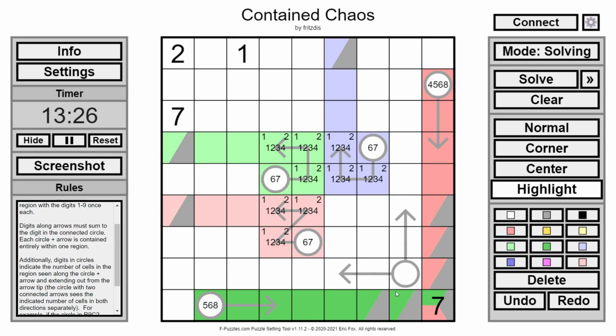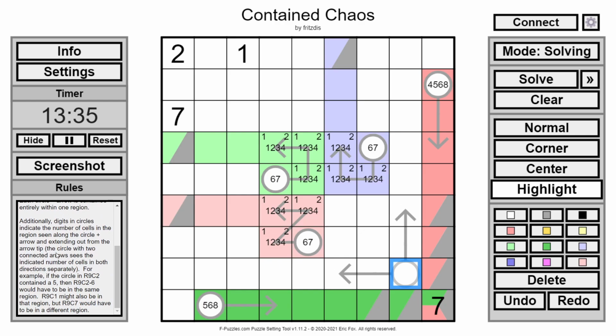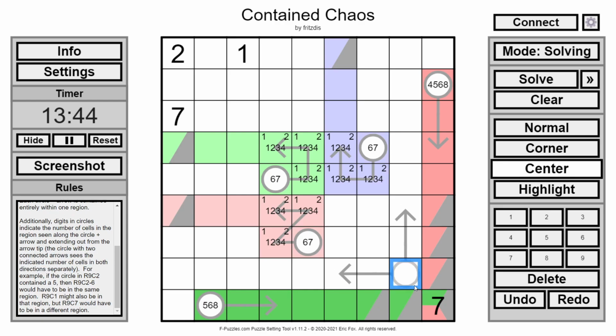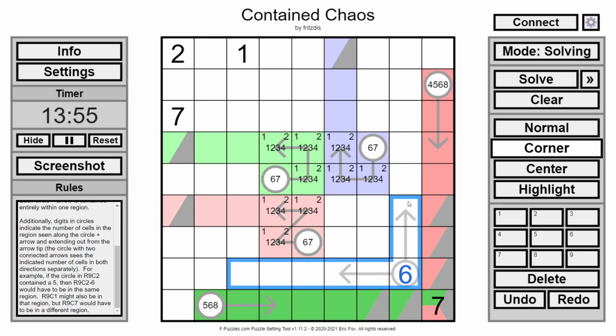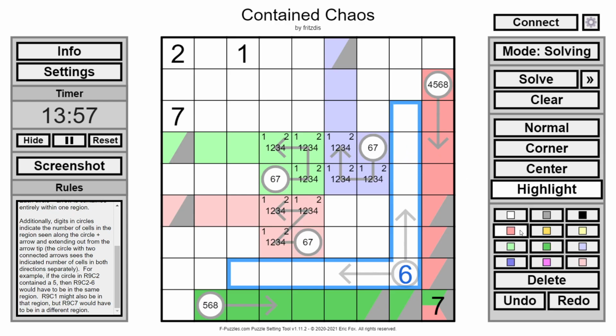Okay, what? Oh, this is probably what I should have looked at first. This is going to be more important. I didn't see how this would be helpful, but they did mention this. The circle with 2 connected arrows sees the indicated number of cells in both directions separately. So if we tried to make this a 6 even, then this would see 6 cells in this direction. 1, 2, 3, 4, 5, and then this cell 6.